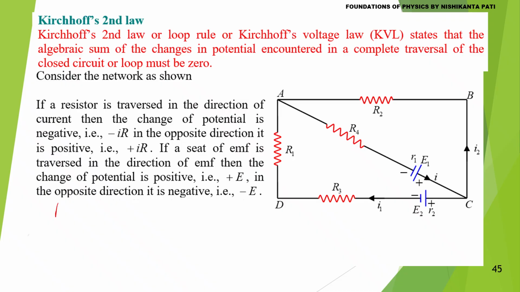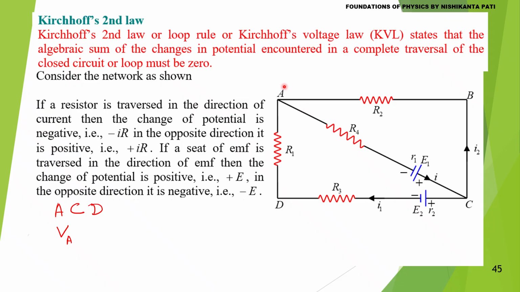Say A, C, D. At A, the potential is VA. So we are at A, our potential is VA. This is zero resistance wire. So what is the potential here? Same potential here, same potential here, same potential here.